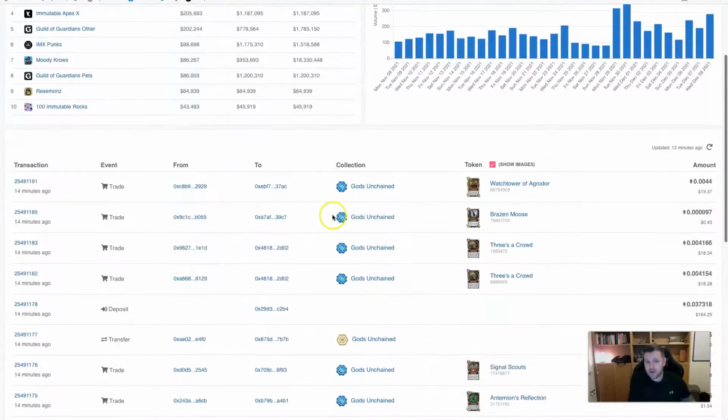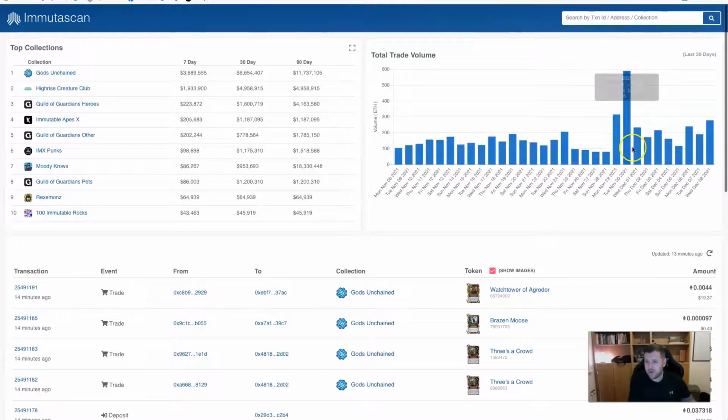But this is it, guys. MuterScan, good. It allows you to see the volume on ImmutableX quite clearly. It allows you to see the top ones. You can then go into any others that you want. Have a play around with it. Link is in the description below.